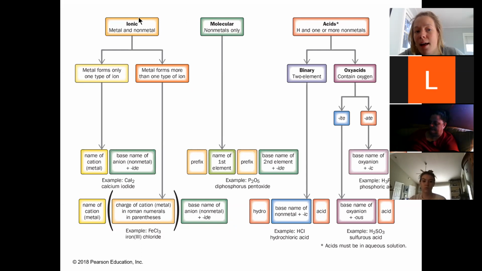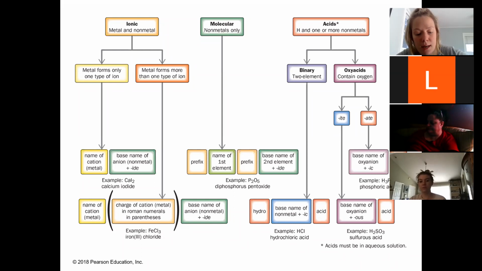So remember, if it's ionic, it means it's a metal combined with a nonmetal. If it's molecular, it's two nonmetals. So look at your periodic chart, find your zigzag line. If it's two things to the right of it, that's molecular. If it's one on the right and one on the left, that's going to be ionic. So that's our first step, is determining that it is in fact ionic.